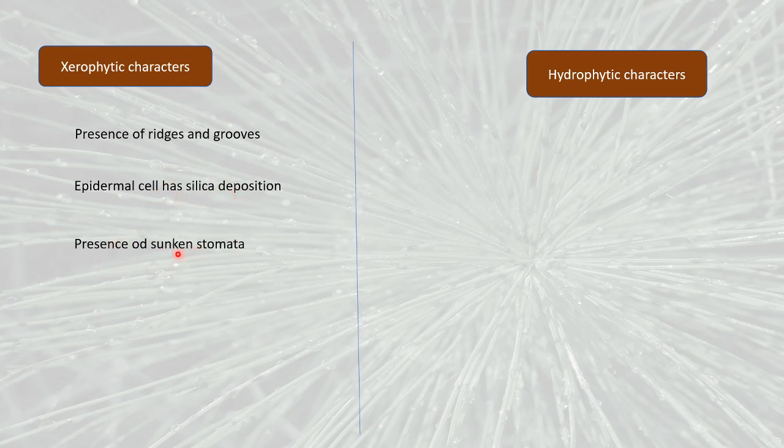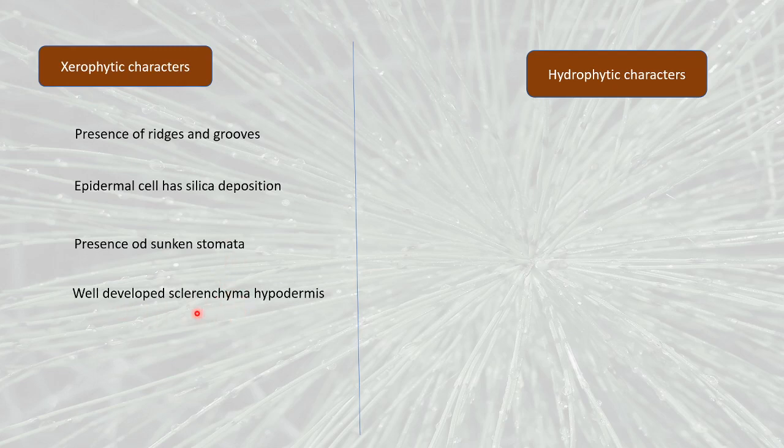Then there is presence of sunken stomata. So what is sunken stomata? It is actually present very beneath the epidermis, and this is because the xerophytes have to reduce the water loss, and to reduce the water loss the stomata is sunken. So this is the characteristic of xerophytes.